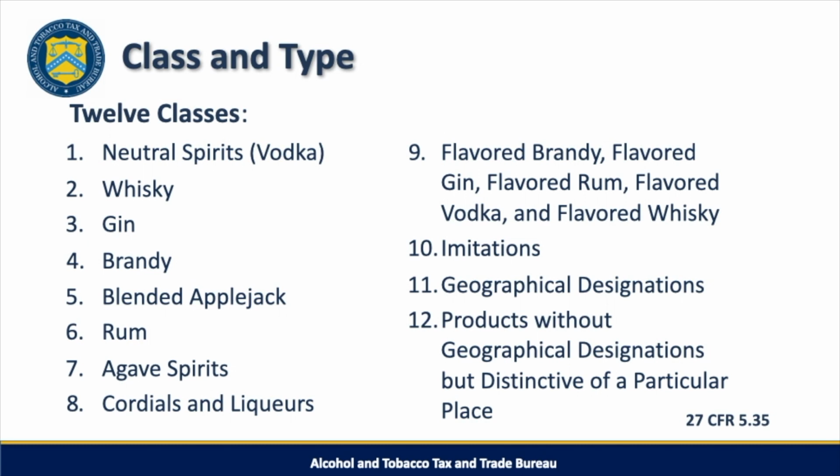Class and type. 27 CFR 5.22 outlines the standards of identity for the several classes and types of distilled spirits. TD-158 finalized the proposal to create within the standards of identity a class called agave spirits. Tequila and mezcal are types within the agave spirits class. Moreover, agave spirits will not be subject to a requirement to submit a formal approval.